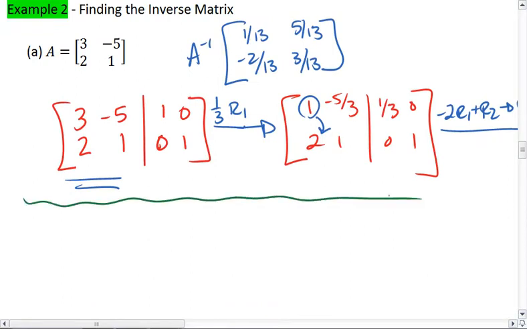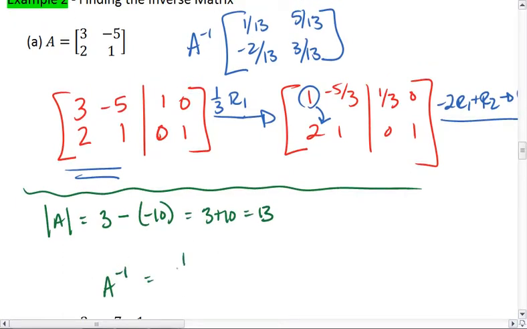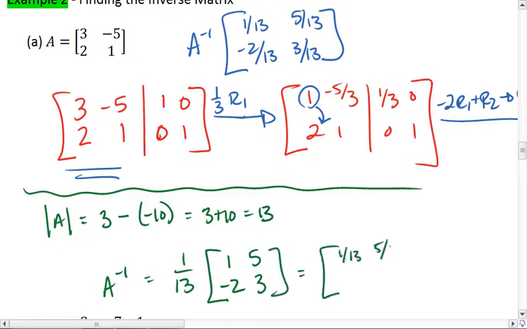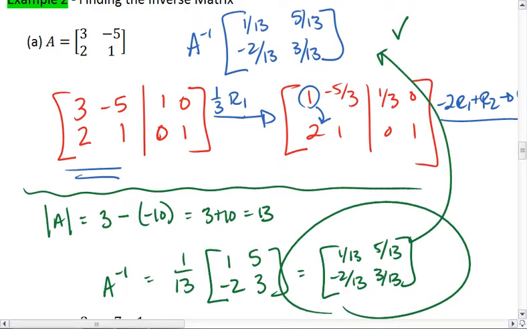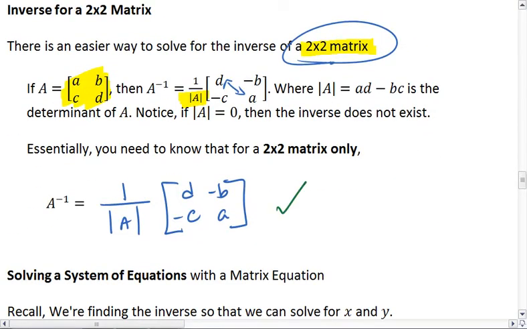Okay. My determinant for A is 3 times 1 minus 2 times negative 5, which ends up being 3 plus 10, which is 13. Then A inverse is 1 over 13 times, I switch 1 and 3, and then I change the signs on the 2 and the 5, which gives me 1/13, 5/13, negative 2/13, and 3/13. Exactly what I got originally, with quite a lot reduced effort. So notice this equation is very useful for those 2 by 2 matrices.